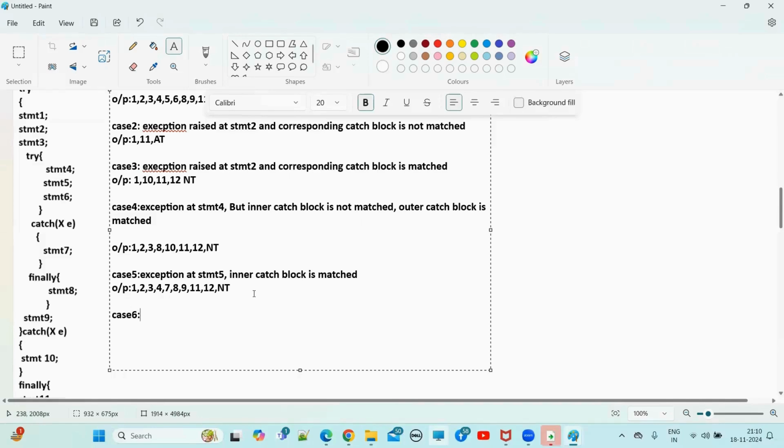Case 6. Let me write case 6 now. If an exception is raised at statement 5 and both inner and outer catch blocks are not matched. Understand, guys? Exception is raised at statement 5, but both inner and outer catch blocks are not matched. Now tell me what is the output here.